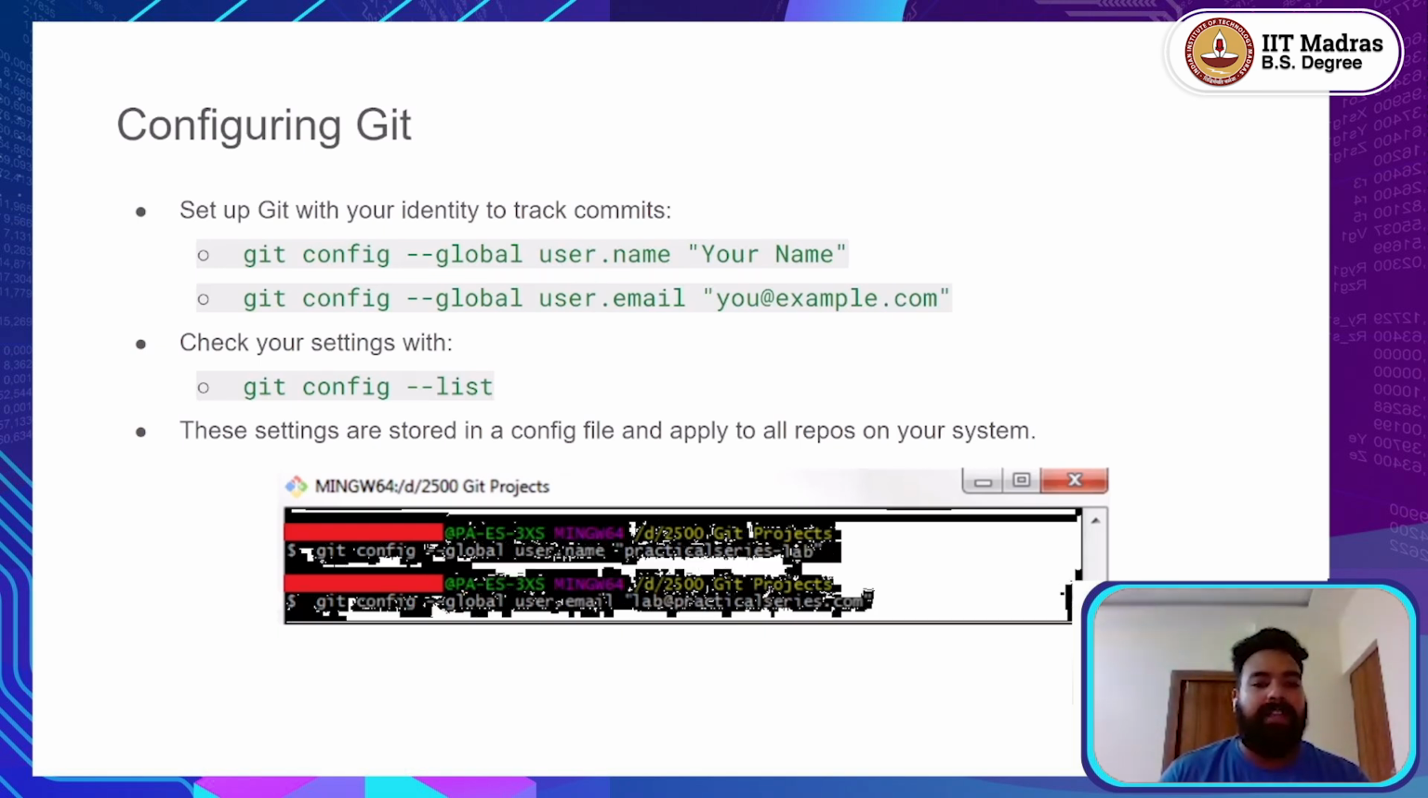Then you set your email with git config --global user.email. These settings ensure that every commit you make is correctly attributed to you. You can verify your settings at any time with git config --list. These configurations are stored in a config file on your system and apply globally in all the repositories you work on.